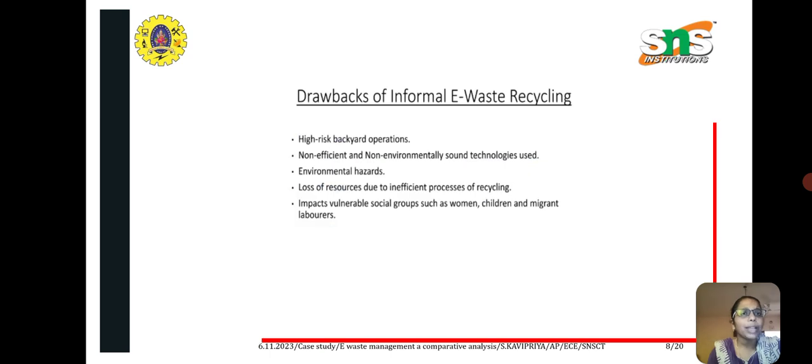What are all the drawbacks of informal e-waste recycling? The informal e-waste recycling centers involve high-risk backyard operations. They use inefficient and environmentally unsound technologies. They cause hazards to the environment. And a lot of resources are wasted due to these informal e-waste recycling centers. They also impact vulnerable social groups such as women, children and migrant laborers.